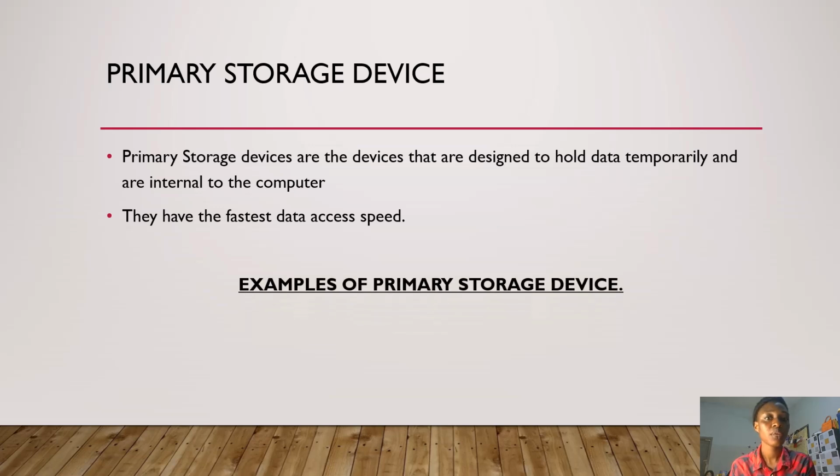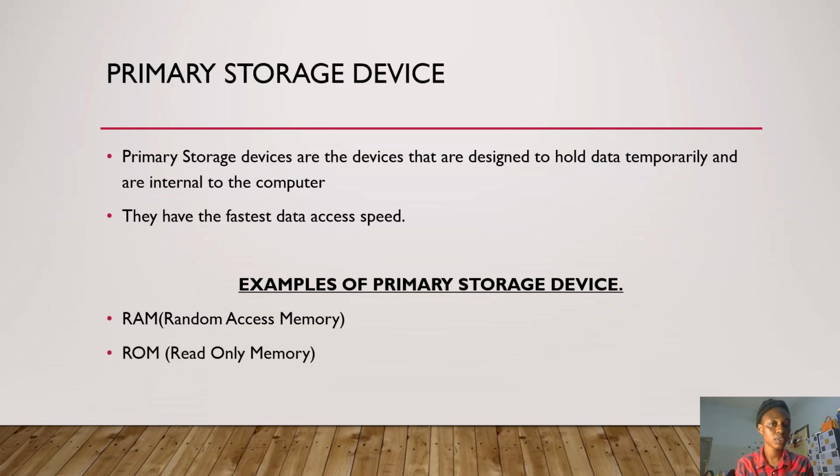Some examples of the primary storage devices are the RAM, which is random access memory, and the ROM, which is read-only memory. So the main examples of primary devices are the RAM and the ROM.